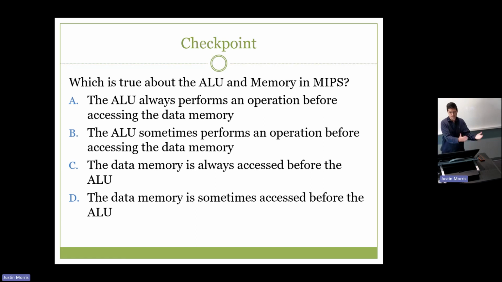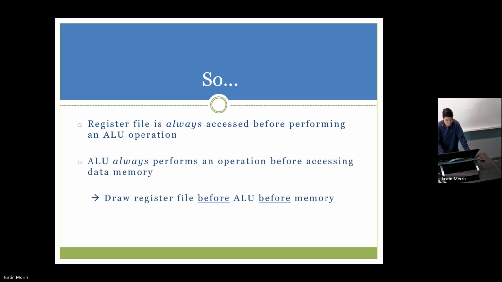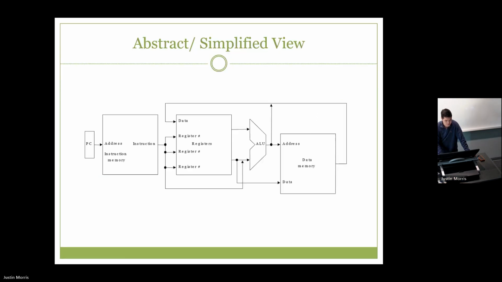So now we know register file comes first, then the ALU, and then memory, right? So that's the basic ordering of these three components so far. This is our conclusion. Draw the register file before the ALU, and the ALU is before memory, okay? So here is going to be our simplified view of this. Excellent. So we have PC. This is instruction memory, right? Of course, instruction memory, we need to access that first.